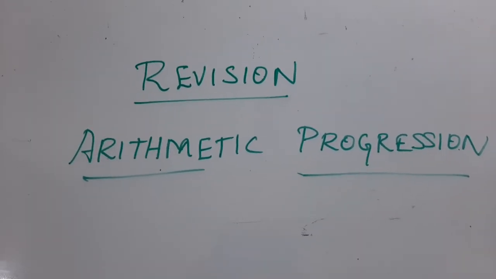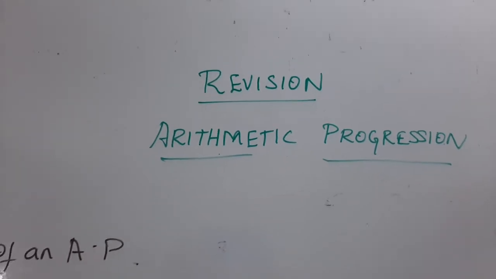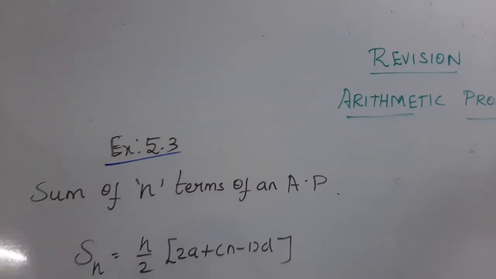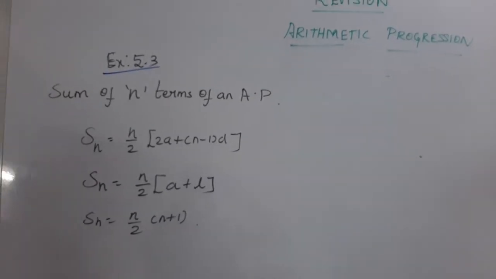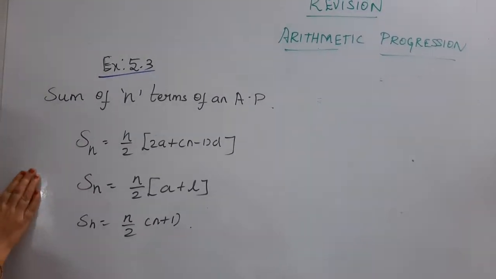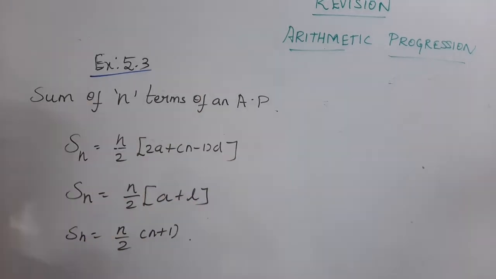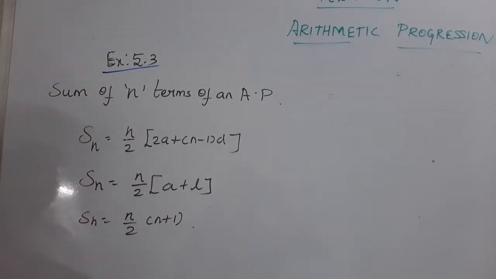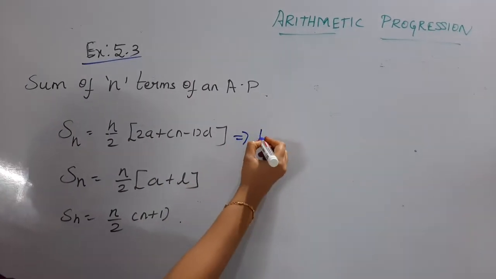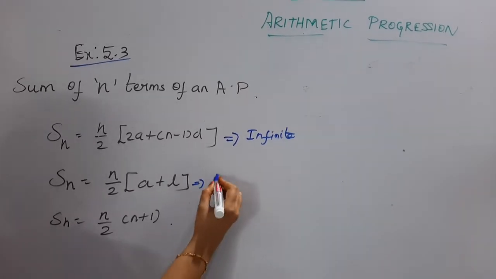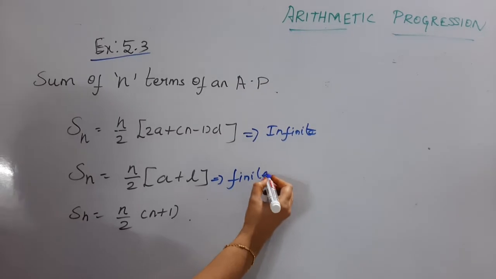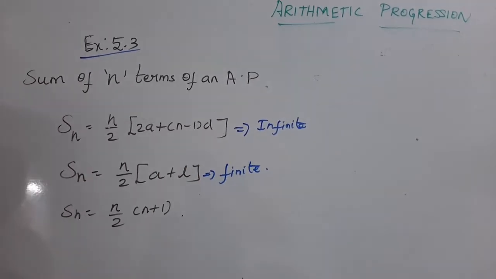In this video, we are going to revise exercise 5.3 from chapter 5, arithmetic progression. What is exercise 5.3? It is all about finding the sum of n terms of an AP. Even if an infinite number of terms is given or a finite number of terms is given, we will be finding the sum of n terms.